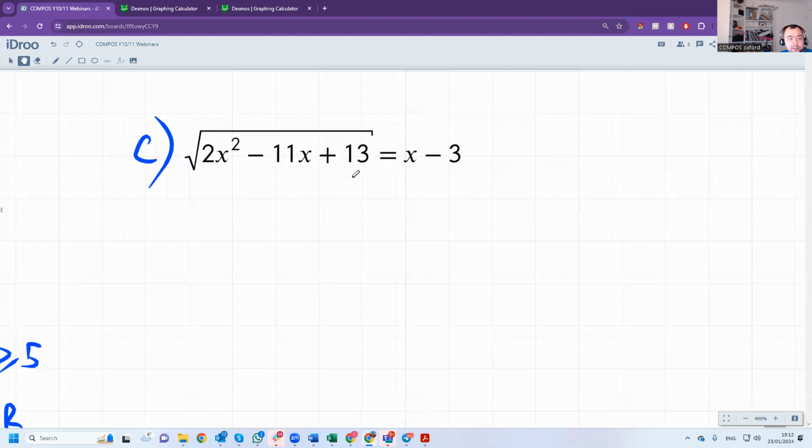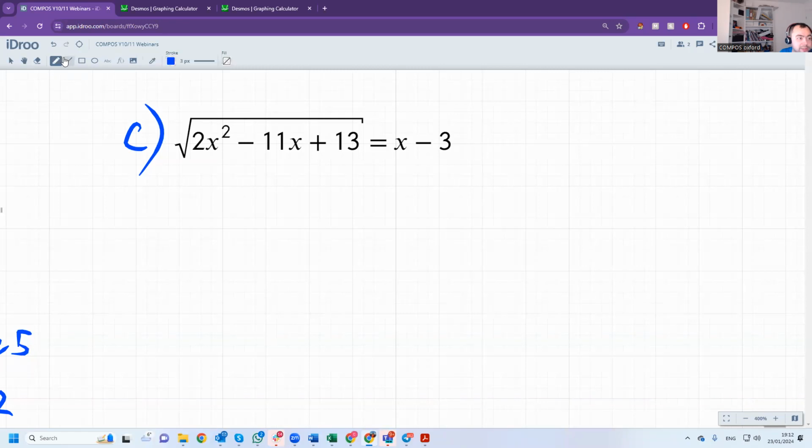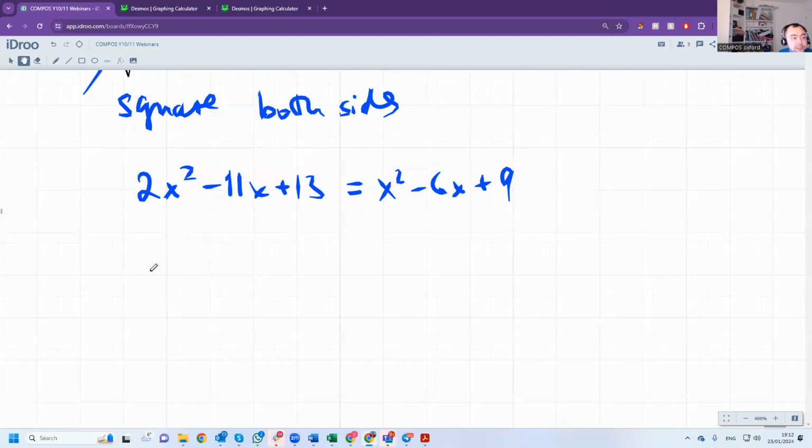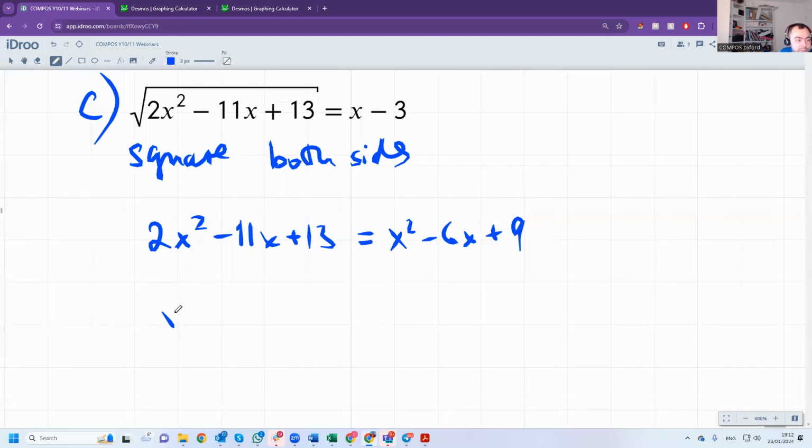Now there are no tricks here. So here you just square both sides. And you get 2x squared minus 11x plus 13 equals x squared minus 6x plus 9. And then you solve the quadratic equation. So x squared minus 5x plus 4 equals 0. And surprise, surprise, what is this?